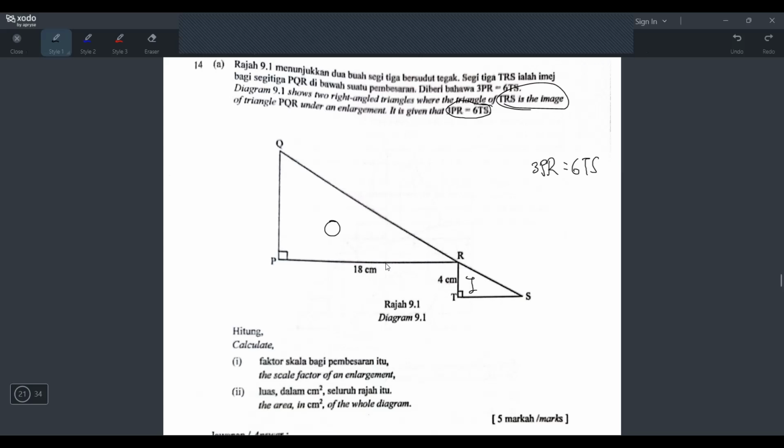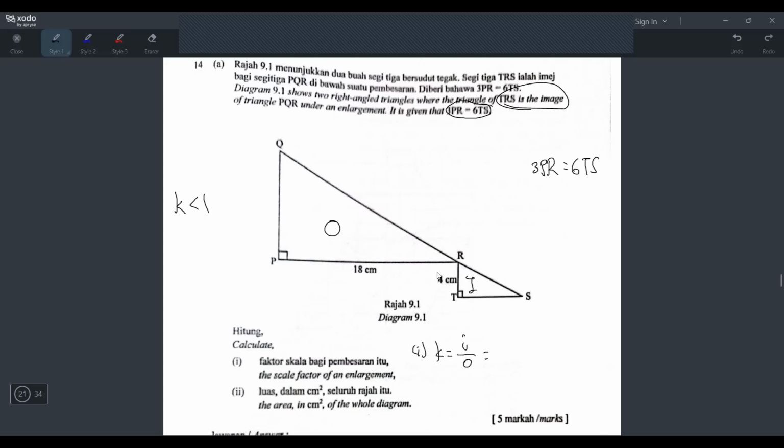Okay, it means your image now is getting bigger or getting smaller. Is getting smaller. So if your image is getting smaller, what will be your scale factor K? Your K will be less than 1 because your image is getting smaller. Right? Okay, now they say soalan number 1, calculate the scale factor of enlargement. The formula for scale factor K is take the I bahagi dengan O. But the I stands for length of image bahagi length of object. Bukan area. So it's image bahagi object.